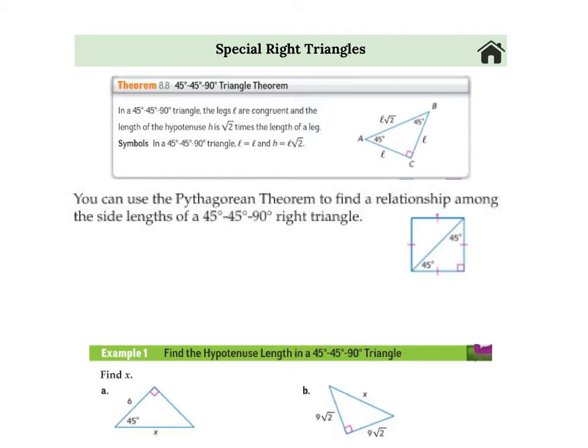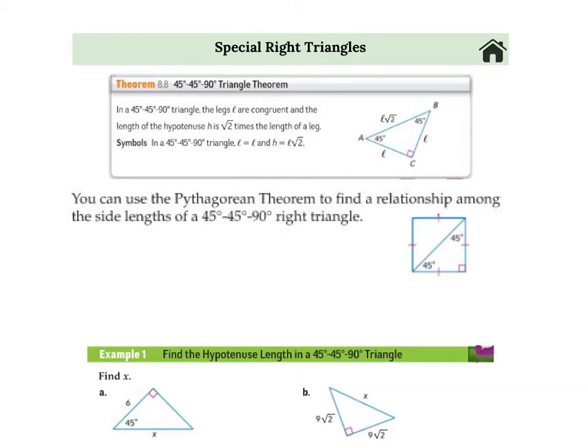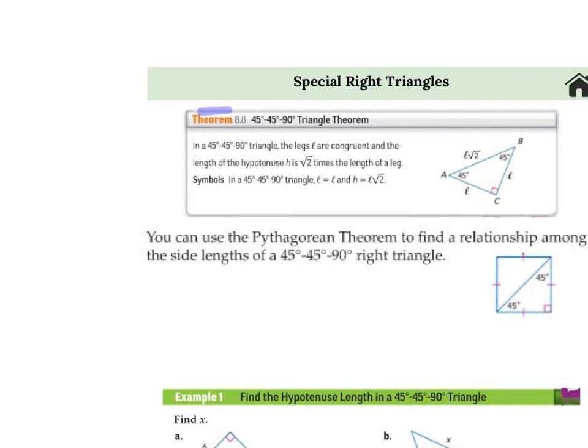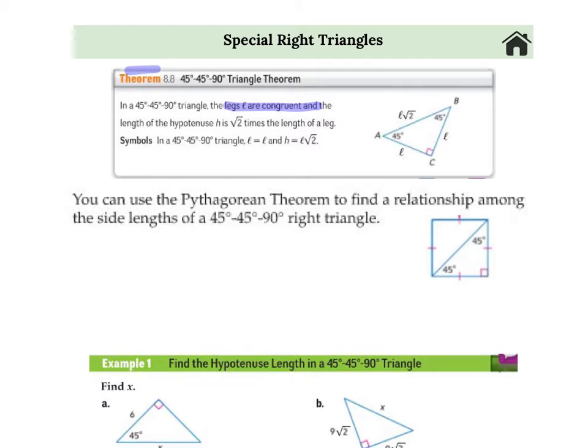When you have a 45, 45, 90 degree triangle, the legs are congruent. And then the length of the hypotenuse, h, is going to be square root of 2 times longer than the length of a leg. So the formula that you guys are going to want to remember is h equals L square root of 2, where hypotenuse equals leg square root of 2. And this can be pictured in this image right here.